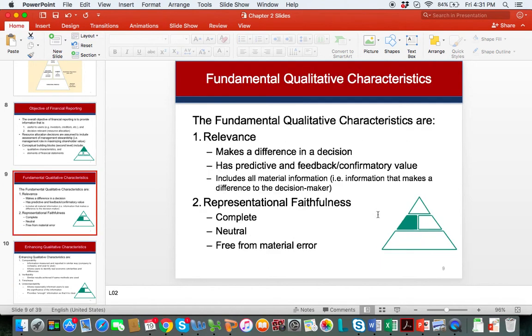So just looking at the next slide then, the fundamental qualitative characteristics are relevance and representational faithfulness. So relevance, that makes a difference in the decision. So it's relevant information about the business, and it has predictive and feedback confirmatory value, so that the information that you share will impact the users, and the word we're using, the decisions of the users of whether to invest or not invest, or to sell their current investments. So we want it to be complete, neutral, so free of bias and free from material error.